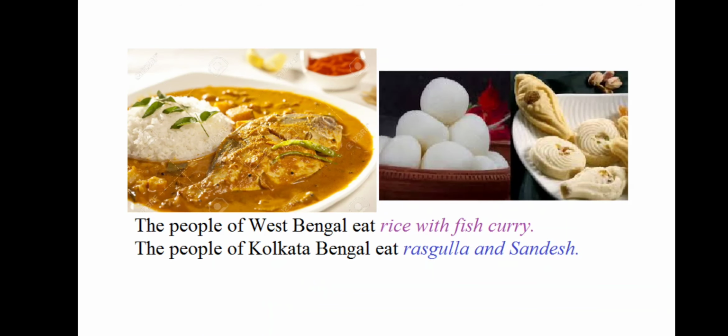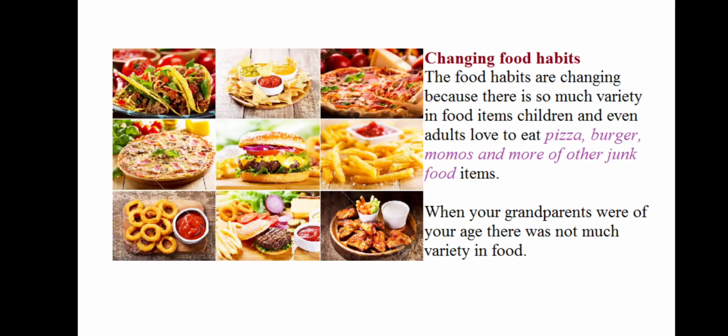The people of West Bengal eat rice with fish curry. The people of Kolkata, Bengal eat rasgulla and sandesh. So even in West Bengal, we prefer to eat rice, fish curry, and sweets. So that's how food differs from place to place. As you go to a different place, you see a different kind of food.